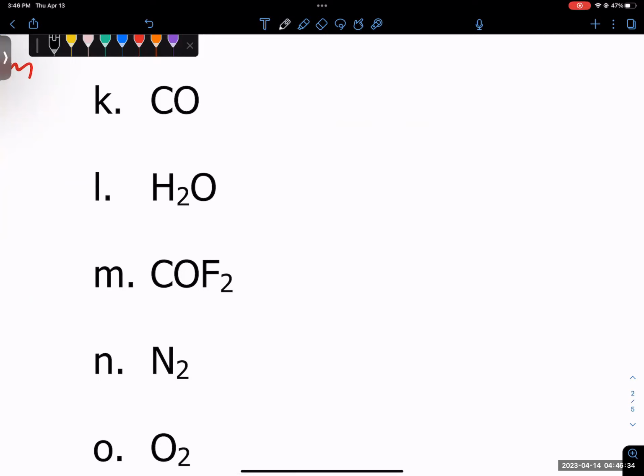If we do letter M, COF2, our first step, as with anything, is to identify our valence electrons and atom number. Carbon has 4 valence electrons, oxygen has 6 valence electrons, and fluorine has 7 valence electrons, but there's 2 of them, so that's 14. So that's 14 plus 6 plus 4. 14 plus 6 is 20. 20 plus 4 is 24 electrons total.